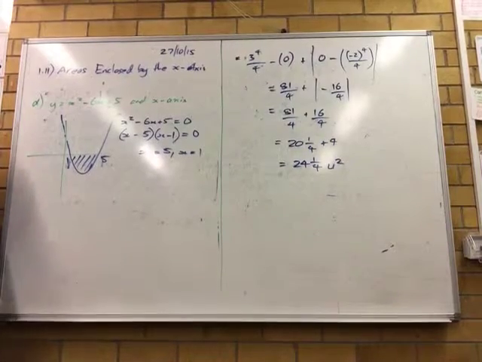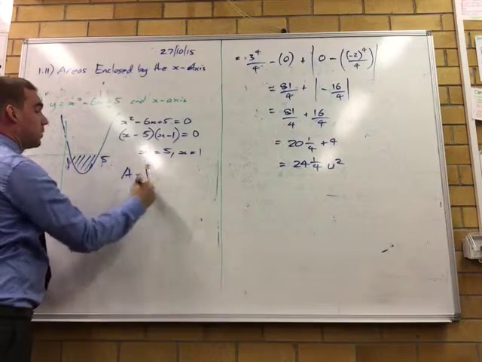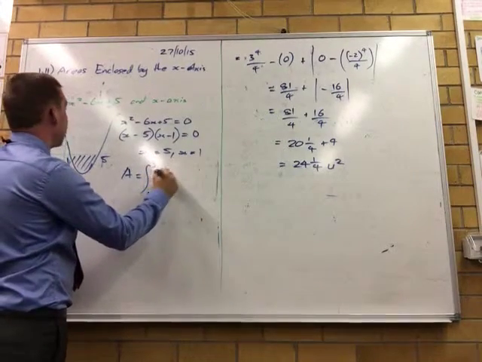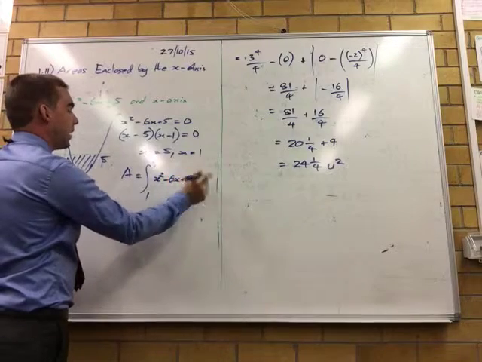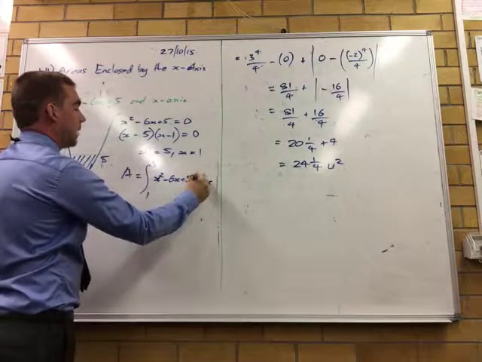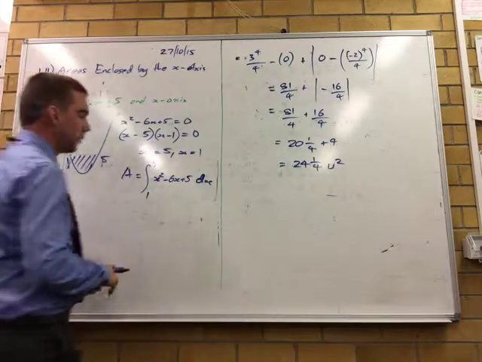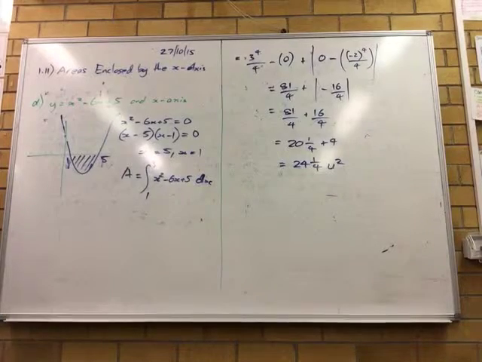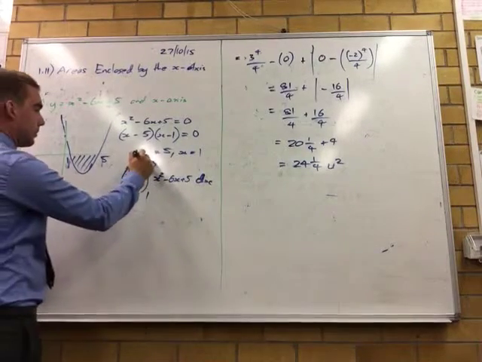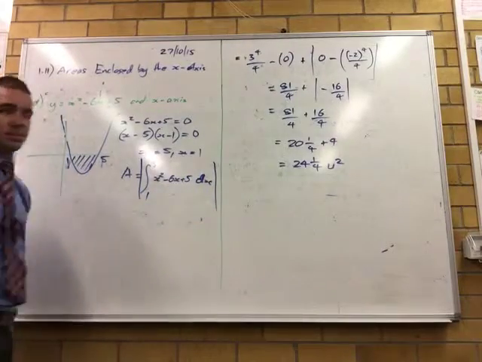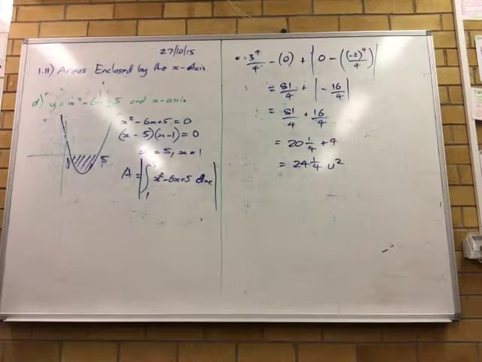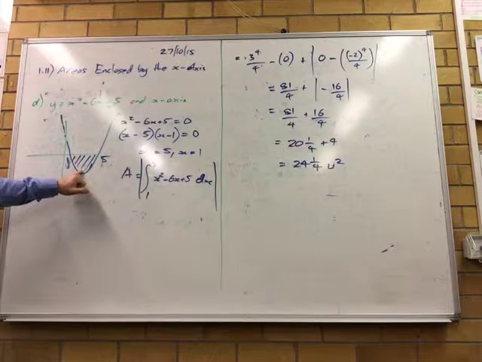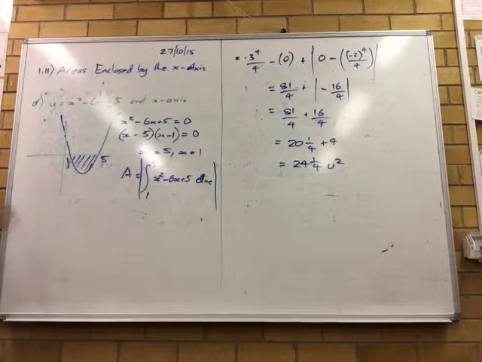So the area is going to be the integral from highest to lowest of the function, x squared take away 6x plus 5, and I'm going to integrate that with respect to dx. Is there anything else I need to do before I integrate? I need to put the absolute value symbols there, because the area is going to come out negative and we want area to be positive.